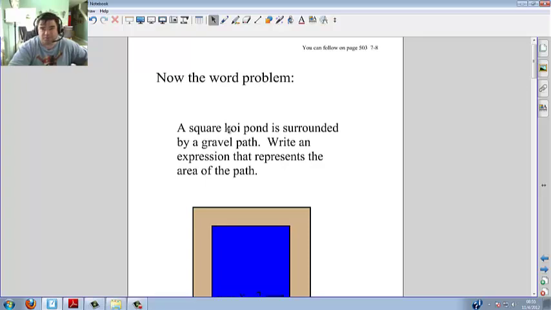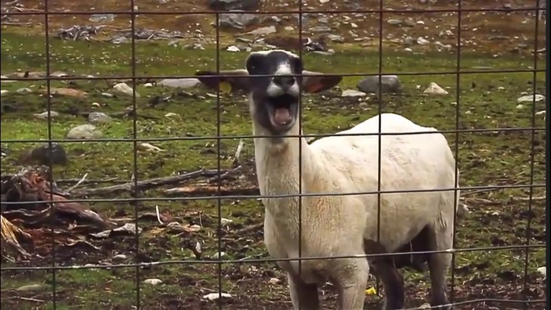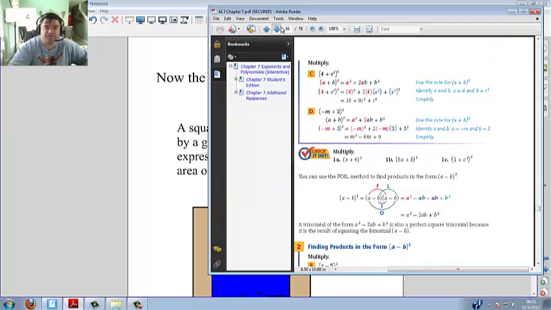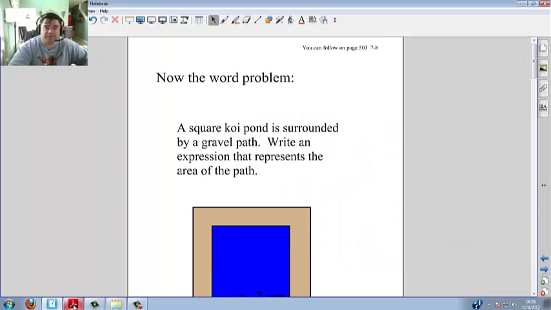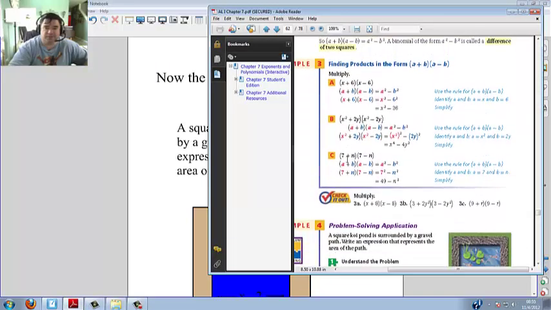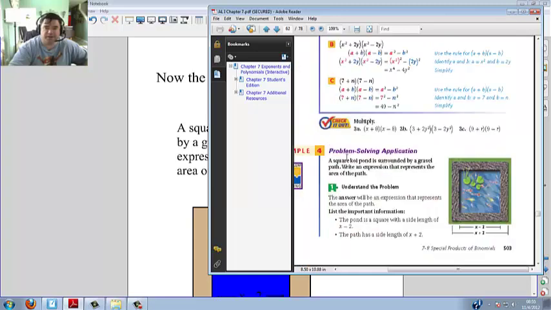Now, finally, the word problem. You can follow along on page 503. It says 7, 8. So let's take a look here. So page 503 right here, the koi pond. It says koi is, by the way, a fish, a small one, very popular to some people. They really like having these ponds.